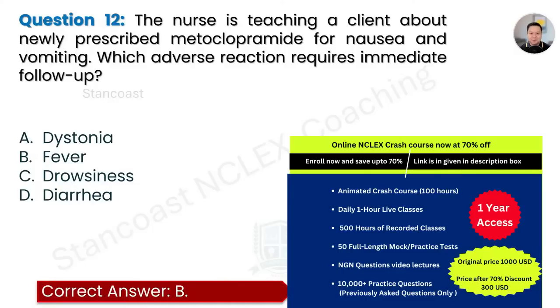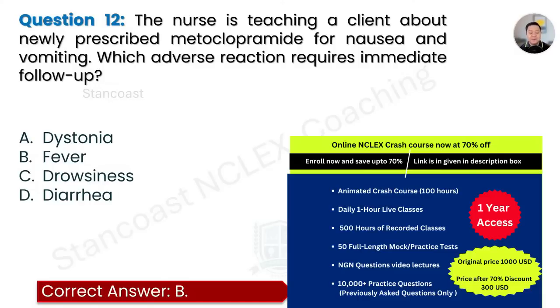That is fever, especially when associated with other symptoms such as muscle rigidity and tachycardia, because this can indicate neuroleptic malignant syndrome, or what we call NMS, which is rare but actually a serious and potentially fatal condition. Now, take note that we're talking about metoclopramide, which is a dopamine antagonist, which can trigger neuroleptic malignant syndrome, which requires immediate medical attention to prevent severe complications or possibly death.